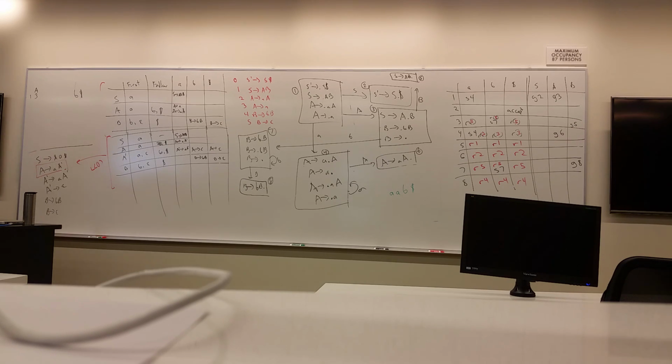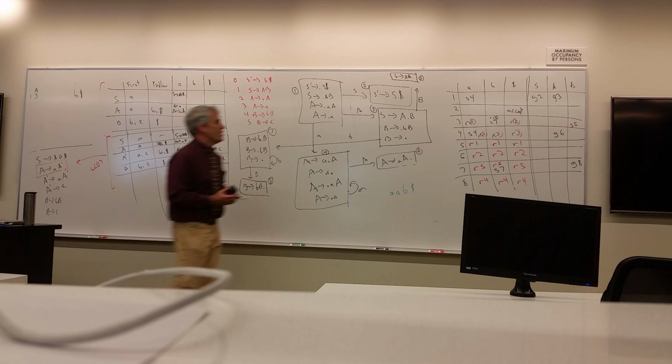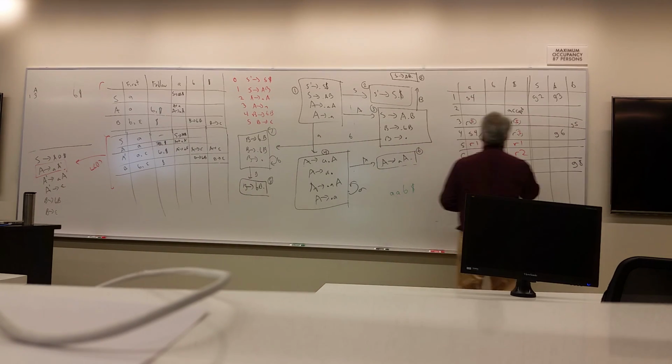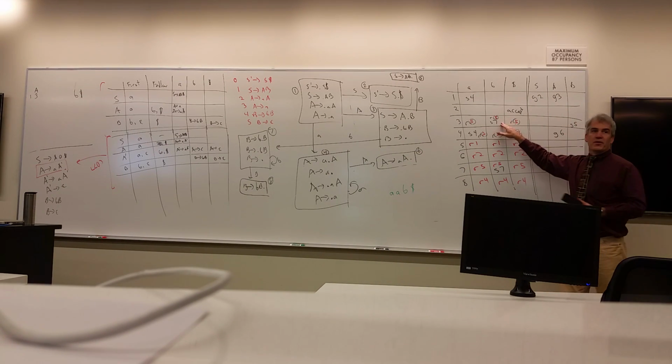Now I've got the next problem here, right? Oh, state 3. I see a b next. Do I shift or reduce? Which do I want to do and why?